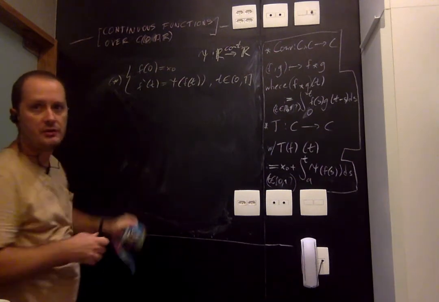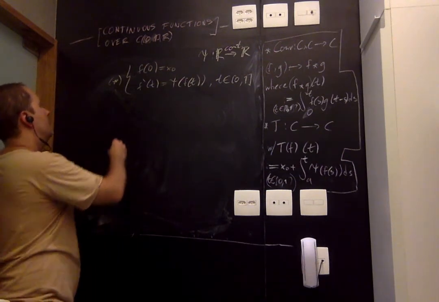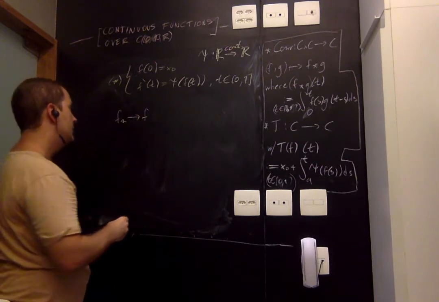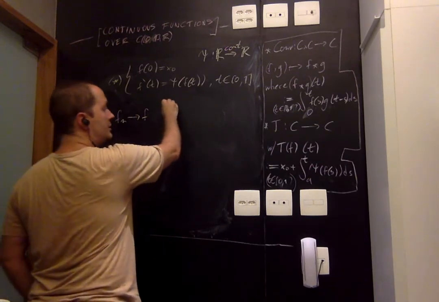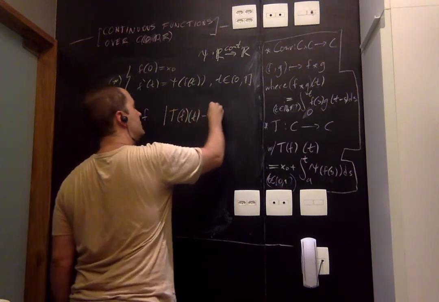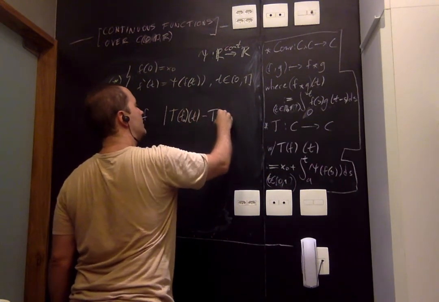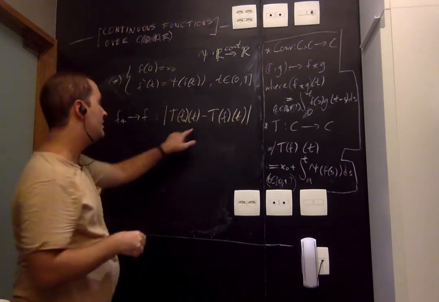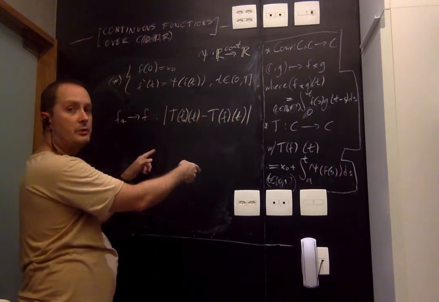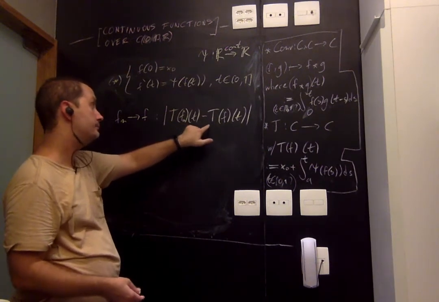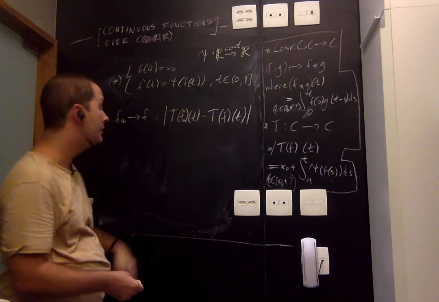Let me quickly sketch the proof. Suppose f sub n converges to f. Now I want to look at the difference between T f sub n of t and T f of t. I need to find a bound on this that is independent of t, so that I bound the sup norm, and then I need to find a bound that goes to 0 with n.